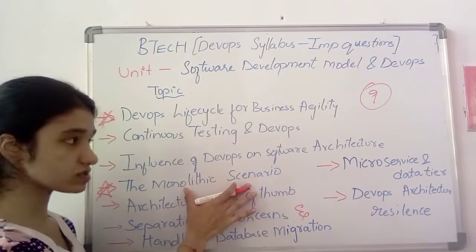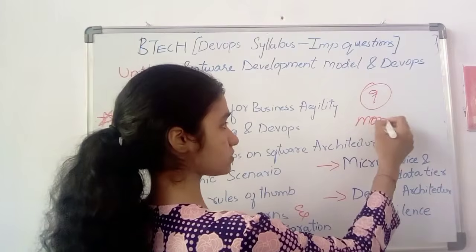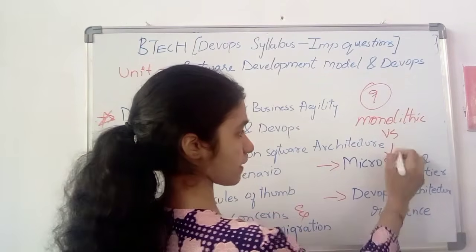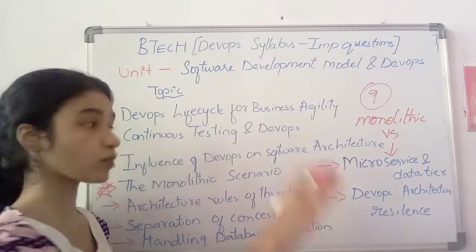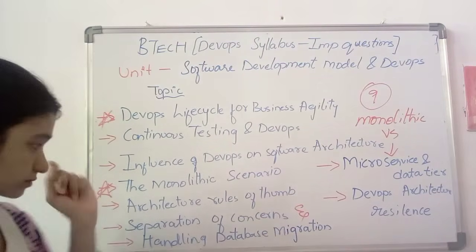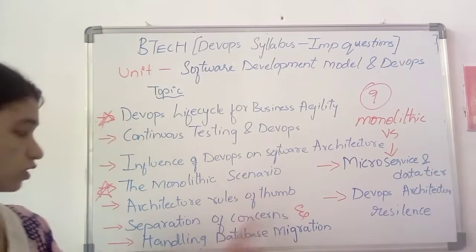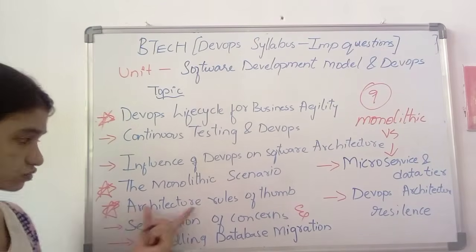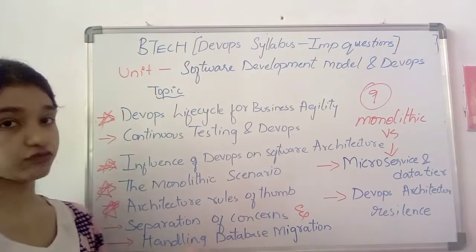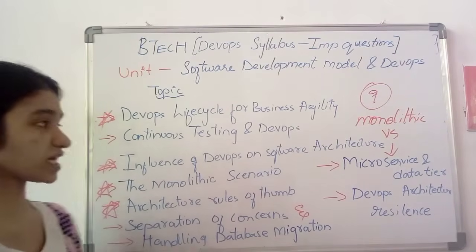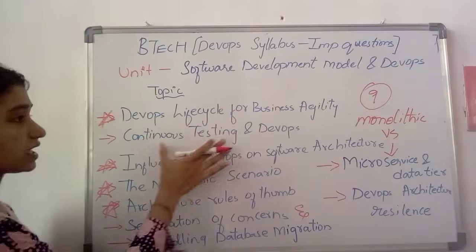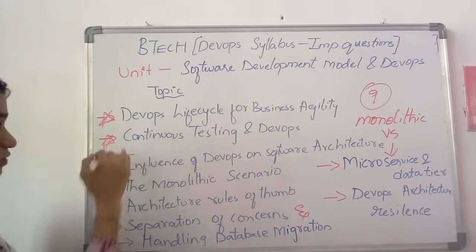The monolithic scenario versus microservices is one of the most important and repeated questions in the previous year papers. Okay, next, architecture rules of thumb. This question is also so important. If we observe the previous year paper analysis, we can see certain important questions, and based upon that I'm making this video. Okay, continuous testing and DevOps. Again, this question is important.